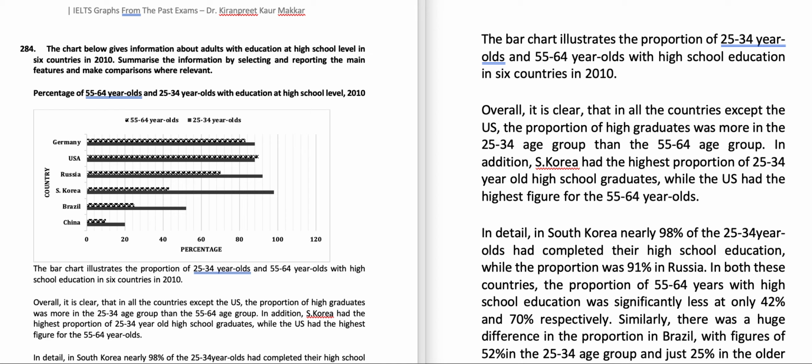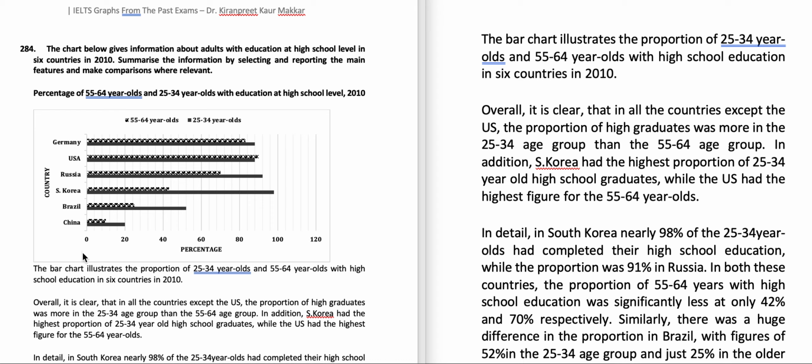So here you can see 6 countries are given. These are Germany, USA, Russia, South Korea, Brazil, and China. And one bar is for the 55 to 64-year-olds, and the second is for the 25 to 34-year-olds. The solid is for the younger age group. And year-olds, you can see this is written with a hyphen. So in future, when you write year-olds, write it with a hyphen. This is 2010 year is given. And on the x-axis, we have the percentage, and on the y-axis, we have the countries.